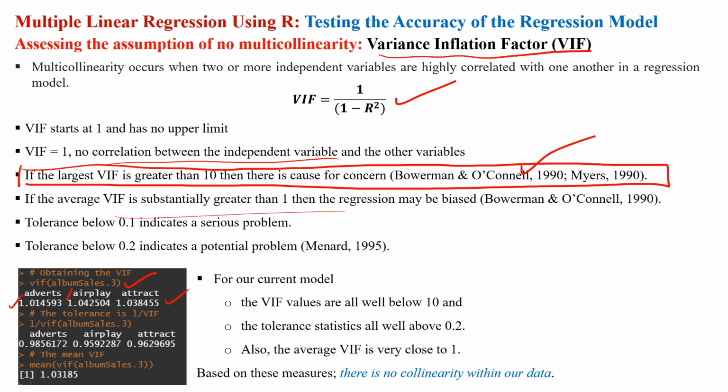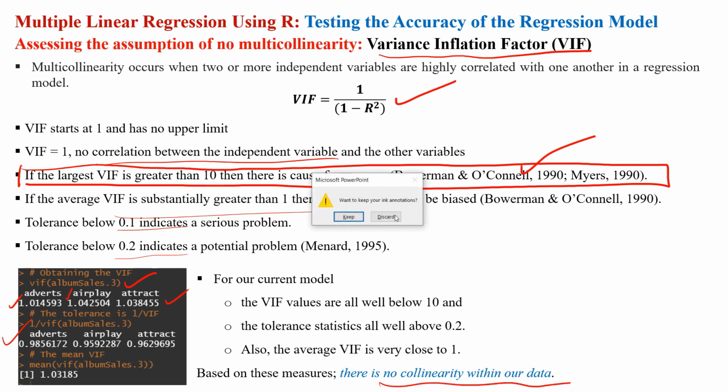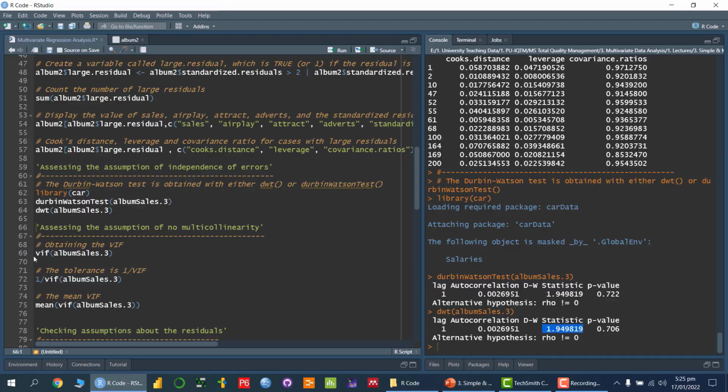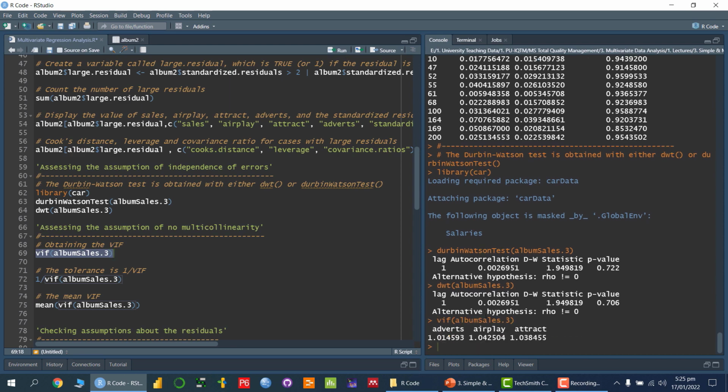Similarly, we can also find out the tolerance, that is basically 1 over VIF. So that is basically 0.1, or we can say if the tolerance is less than 0.2, then there is a problem. So in our data set, there is no multicollinearity, as we can see even through R, when I am running this VIF function, all the values are less than 10.